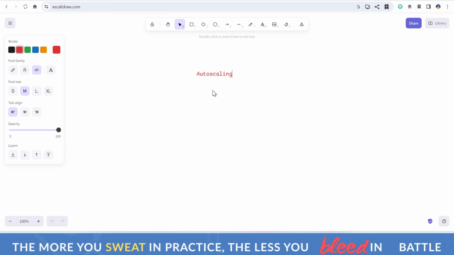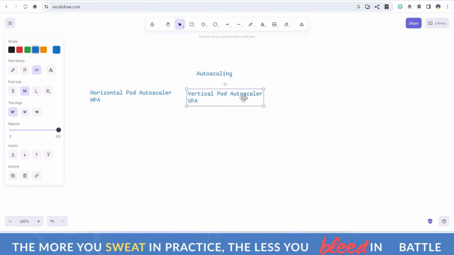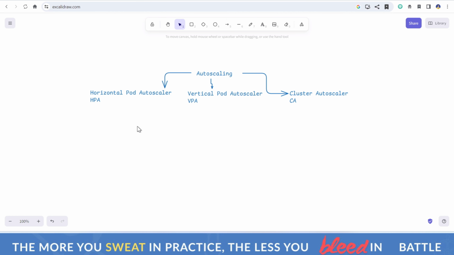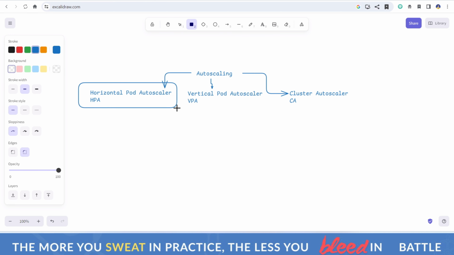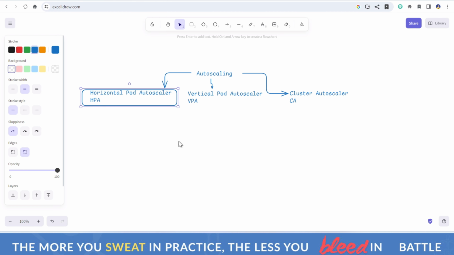So there are three types of auto scaling: horizontal pod autoscaler, that is HPA; vertical pod autoscaler, that is VPA; and cluster autoscaler, which is called CA. So there are three types of auto scaling. We'll mainly focus on the pod autoscaler because this is very important from the exam point of view also. We'll see the vertical pod autoscaler and cluster autoscaler concepts well, but we'll mostly focus on these things.